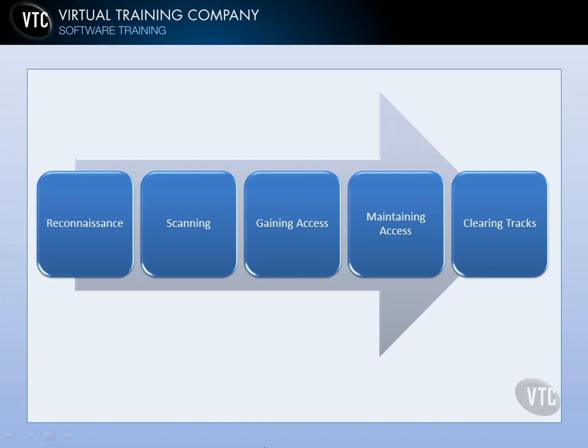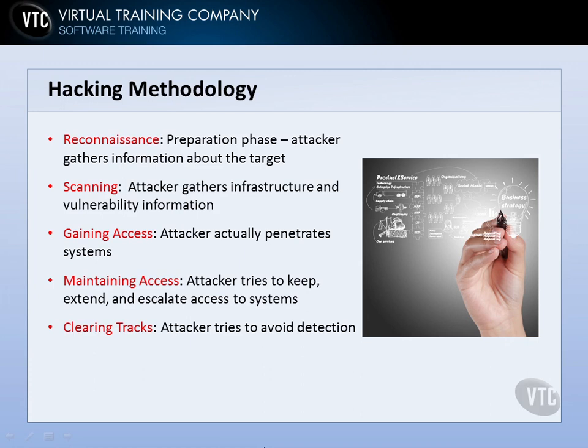But for the purposes of the exam, it's a linear model, and it goes from reconnaissance, scanning, gaining access, maintaining access, and clearing tracks. Let's talk a little bit more about each one. So we have this hacking methodology that EC Council through the CEH exam promulgates, and it starts with reconnaissance. We're going to talk about all of these a lot more in depth as we go through the course. This is just an introduction to this methodology for you.